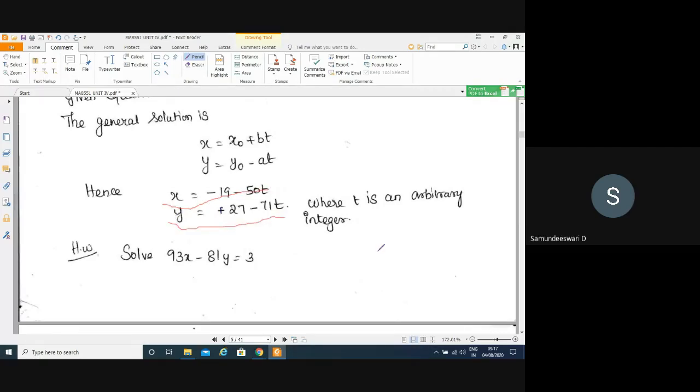Students, this is the linear Diophantine equation solution procedure. Using the Euclidean algorithm find the GCD, and using the reverse procedure find the x naught and y naught values, then substitute x naught and y naught to get the general solution. Very important, 8 marks. Any doubt in this?